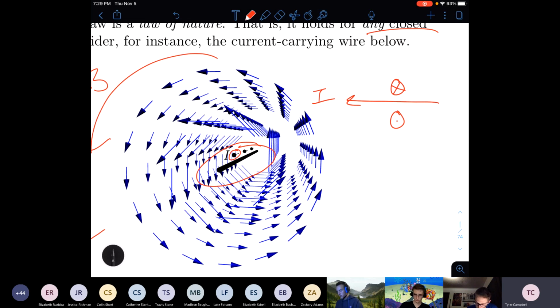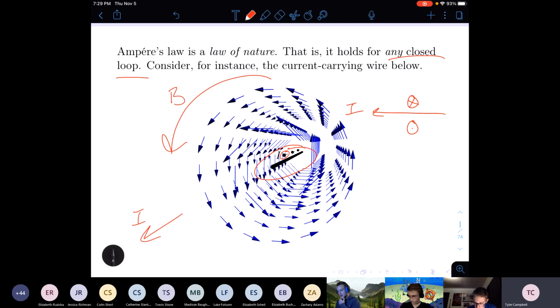Alrighty. So that looks pretty good to me. Very nice picture reference there.